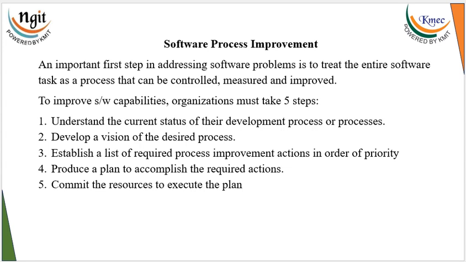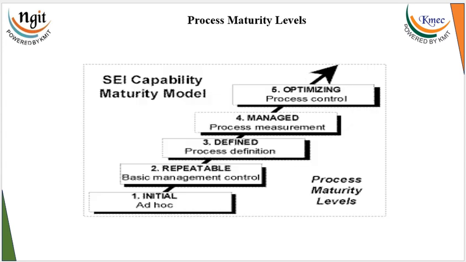Next, produce a plan to accomplish the required actions. A software organization needs to come up with a plan which helps in accomplishing the required actions. And last, they need to commit the resources to execute the given plan. Once all your resources are successfully gathered, the execution of the plan will come into force, and the software organization needs to execute their plan as per the listed functionalities.